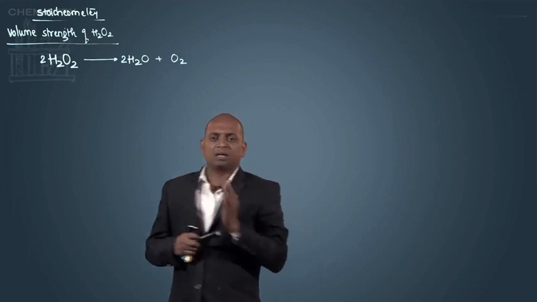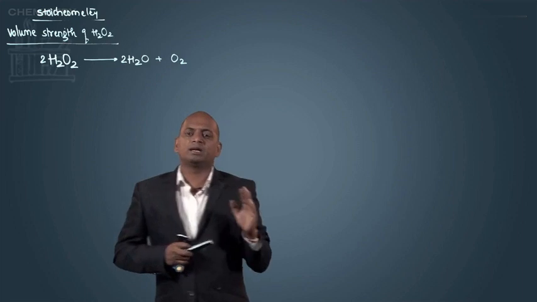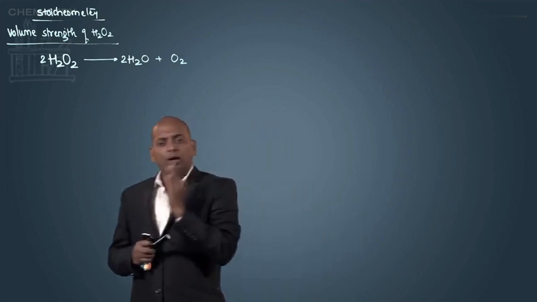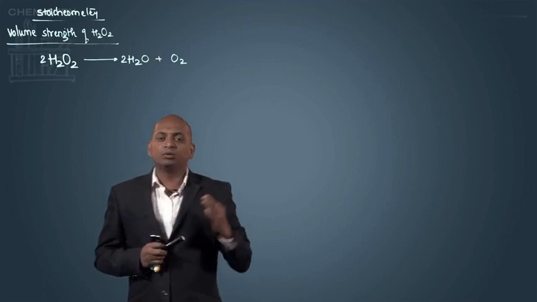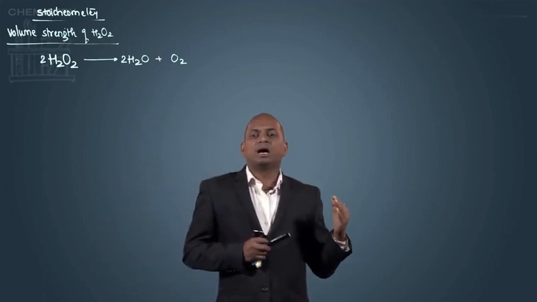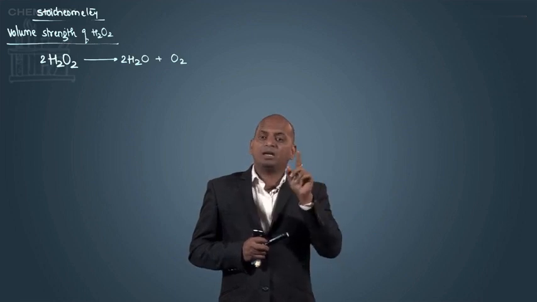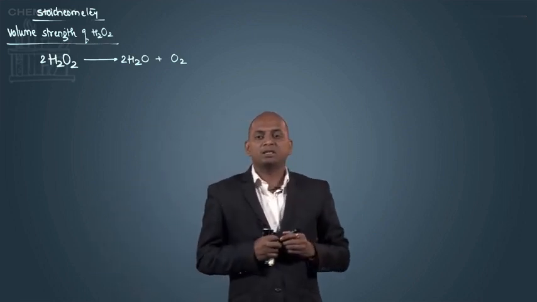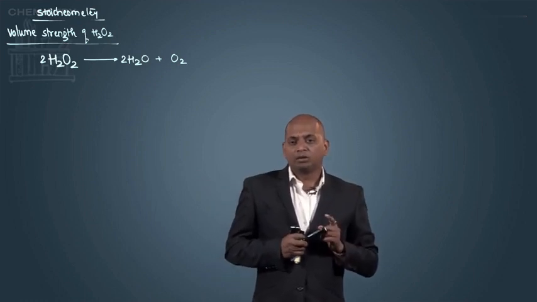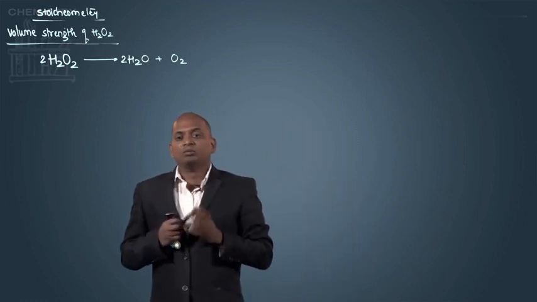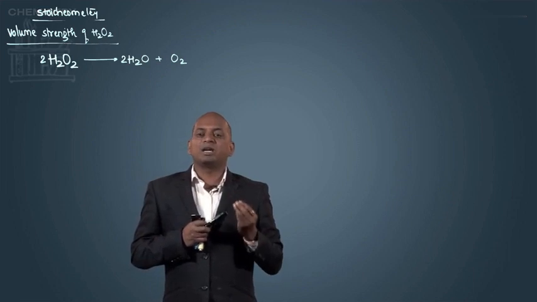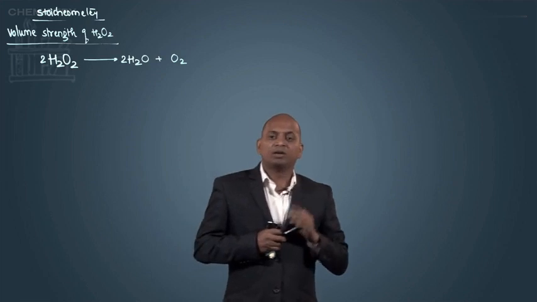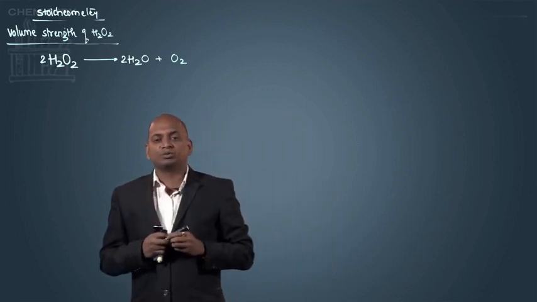So, if I consider 1 liter of H2O2, it gives you 1 liter of oxygen at STP. If I consider 1 ml of H2O2, it gives you 1 ml of oxygen at STP. In that case, the volume strength of hydrogen peroxide is considered as 1. So, 10 volume H2O2. What do you mean by 10 volume H2O2? 10 ml of oxygen is liberated from 10 ml of H2O2.